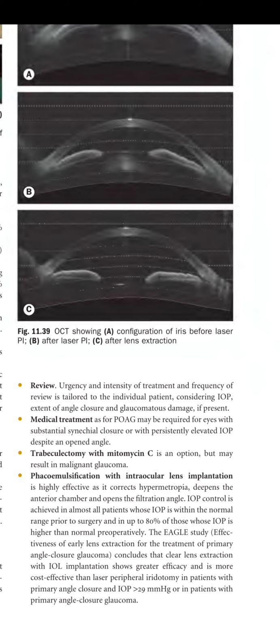The EAGLE study, on the effectiveness of early lens extraction for the treatment of primary angle closure glaucoma, concludes that clear lens extraction with IOL implantation shows greater efficacy and is more cost effective than laser peripheral iridotomy in patients with primary angle closure and IOP greater than 30 millimeters of mercury, and or in patients with primary angle closure glaucoma. So basically there is the EAGLE study.